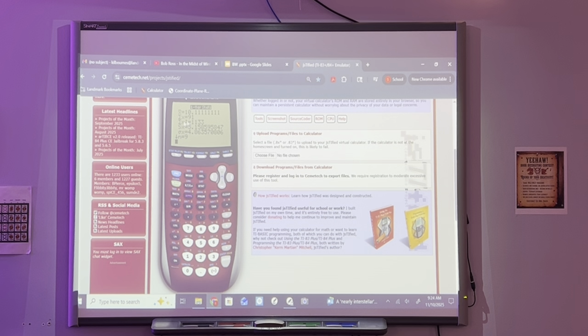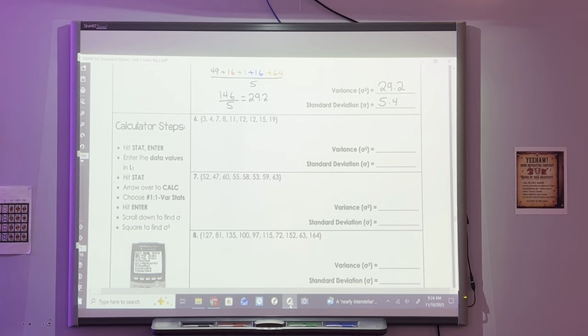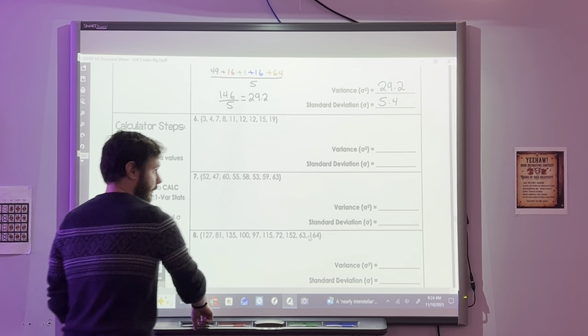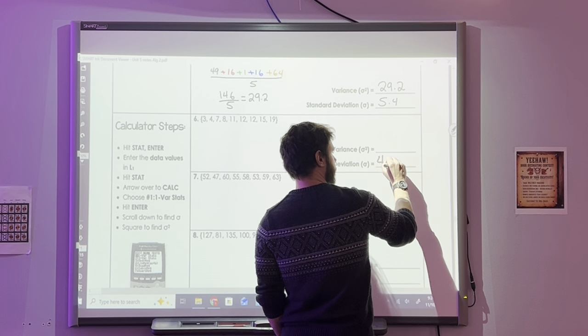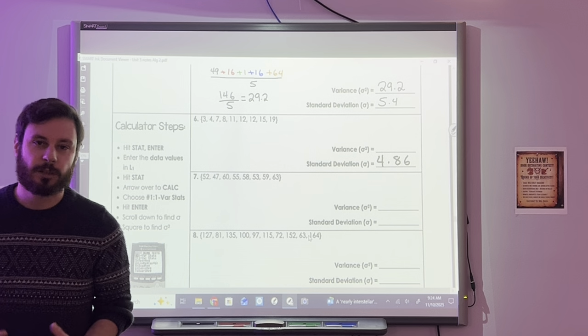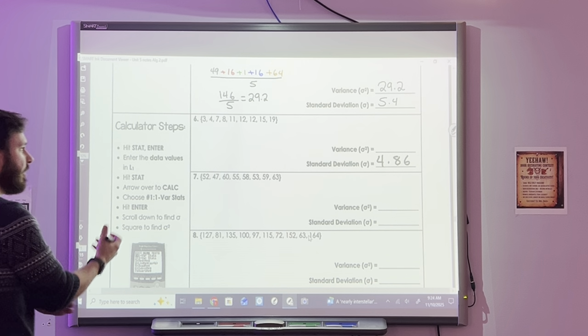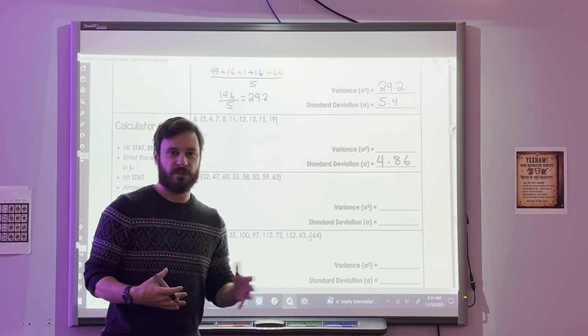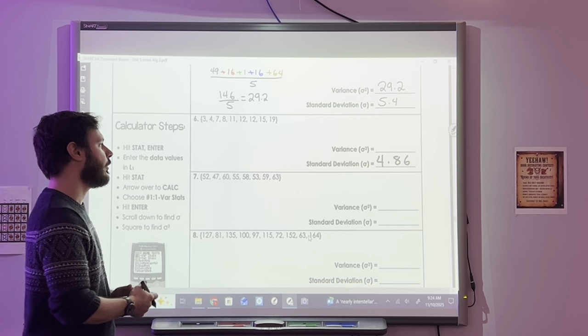Now, why is this cool for us? Because this value right above the n, see that little sigma with the tail? That's the standard deviation. Your standard deviation is 4.86, right there. I got the standard deviation. That list doesn't give me the variance. It's not a one-stop shop for everything. That'd be cool if it was.